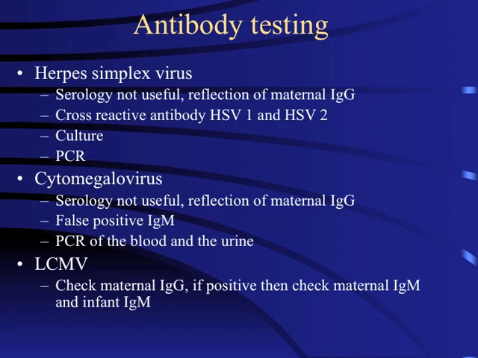In terms of the baby, for herpes simplex virus, serology is not very useful. It's usually a reflection of maternal IgG. There's cross reactivity between herpes simplex virus 1 and 2, and there's really not much clinical difference. Culture is very good, and since it's such a rapidly growing virus, you can get results in 48 hours, and PCR is even better, and you can get the results quite fast.